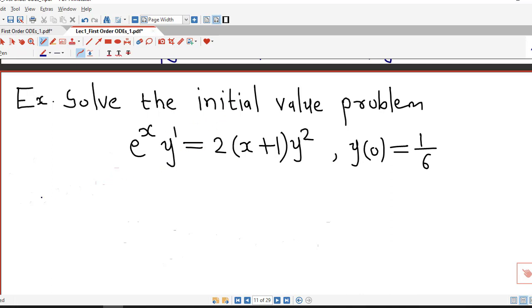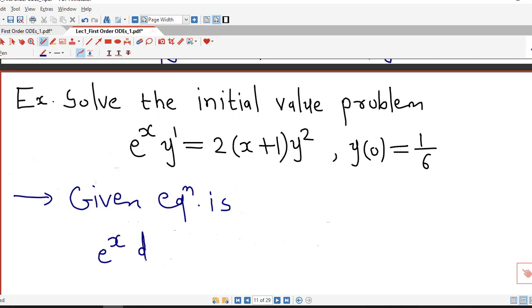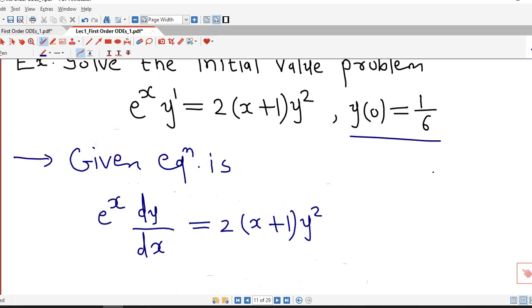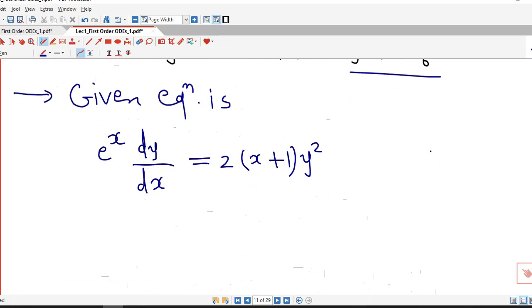Solve the initial value problem e raised to x y dash equal to 2 times x plus 1 into y square. So first we write down given equation. Given equation is e raised to x y dash is dy by dx. This is equal to 2 times x plus 1 times y square. Initial condition is y of 0 equal to 1 by 6, that we will use after we obtain the general solution.